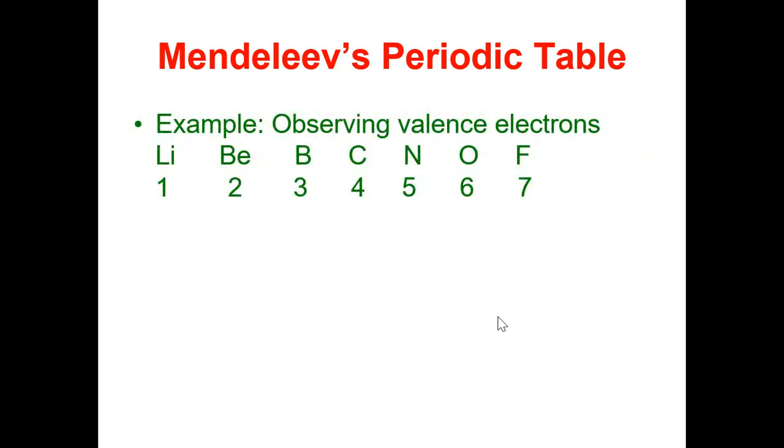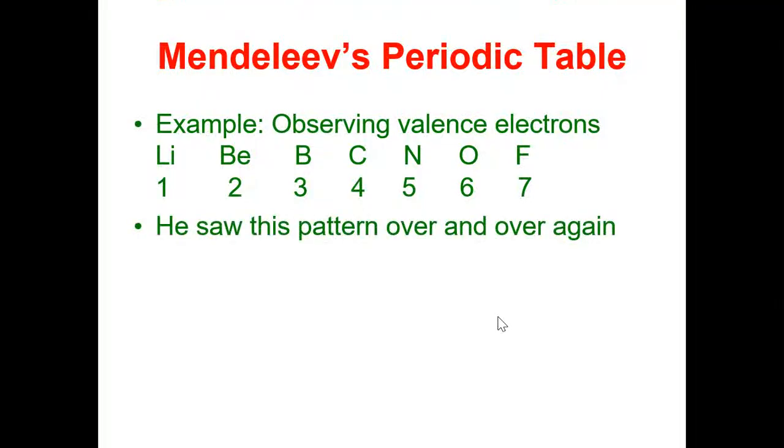So if I look at this, I see that if I organize the elements that are in the second row on the periodic table, he saw that there's lithium, beryllium, boron, carbon, nitrogen, oxygen, and fluorine in that order. And he saw that pattern repeat itself in that after number 7, it came back around and repeated the number of valence electrons, 1, 2, 3, 4, 5, 6, 7.